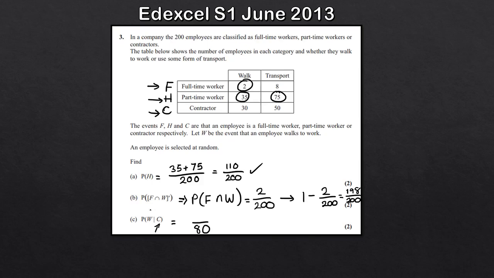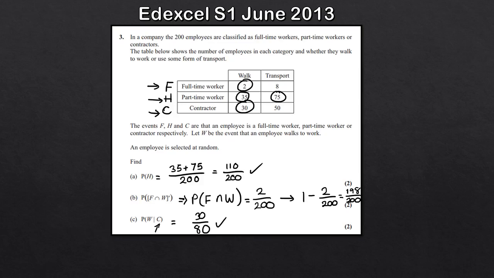And then for the W, we're looking for how many people walk who are contractors, and clearly that's going to be 30. So it gives us 30 over 80, which again you could simplify to 3 over 8, or give as an equivalent decimal if you prefer. But this is what you should get here for part C: 30 over 80.